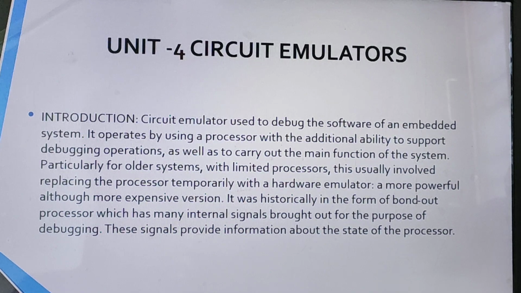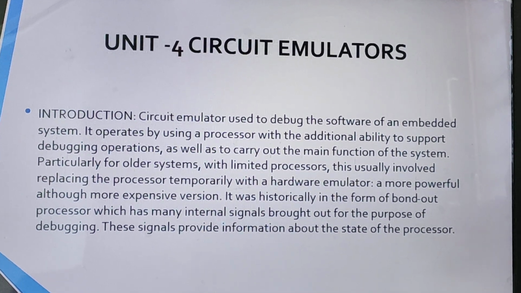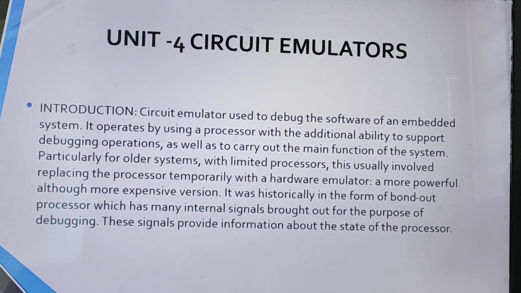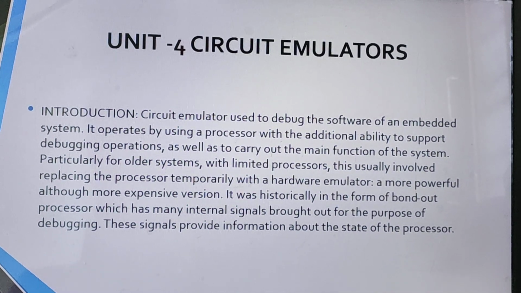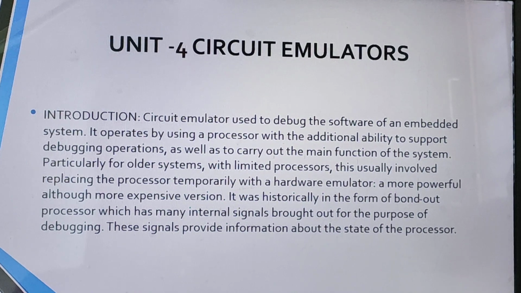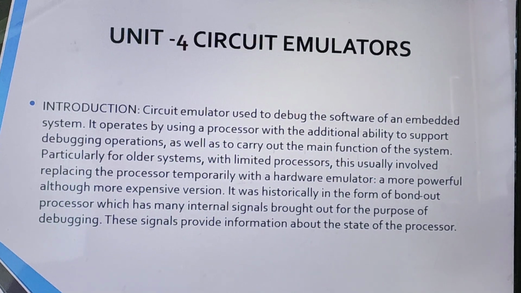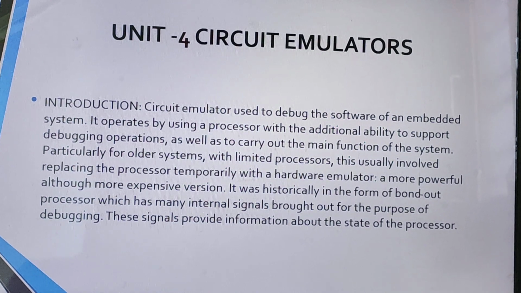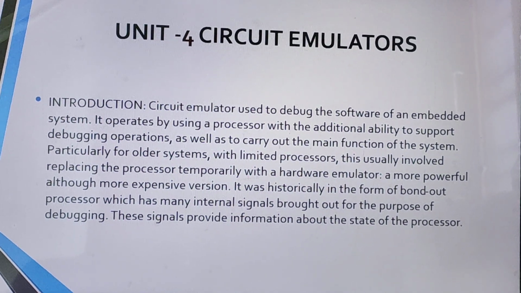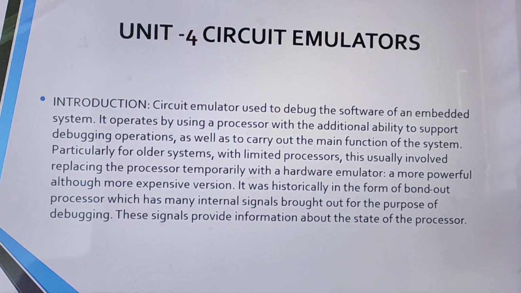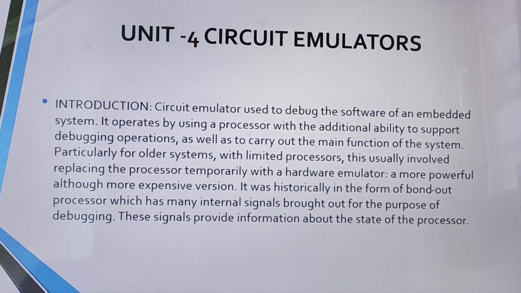With a limited processor, it usually involves replacing the processor temporarily with a hardware emulator, a more powerful although more expensive version. We have discussed the introduction, and it clearly says that circuit emulation is the process of debugging the software system. If it is an older version, there is no alternative for clearing the bugs, because we cannot upload to it, and we cannot clear the bugs which are found.